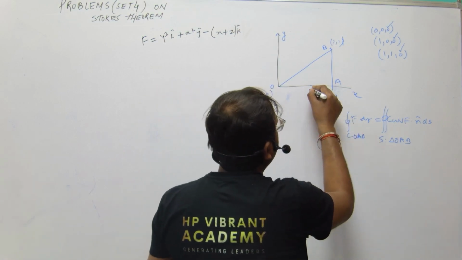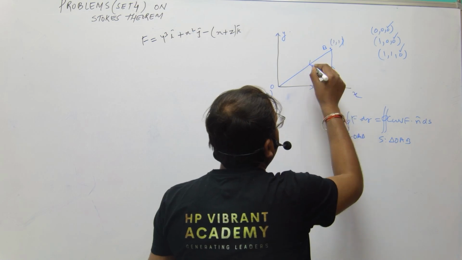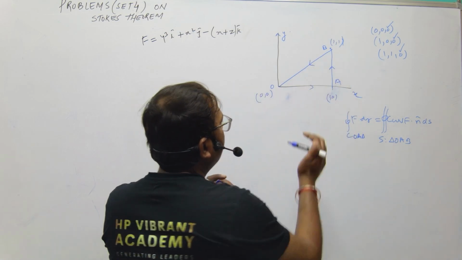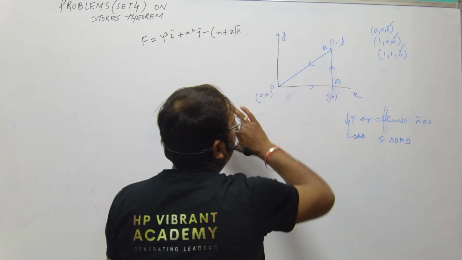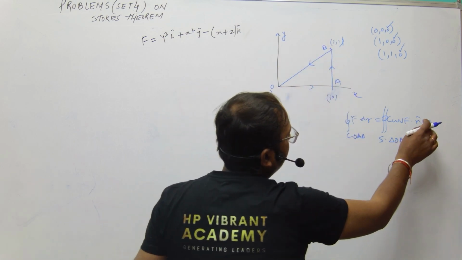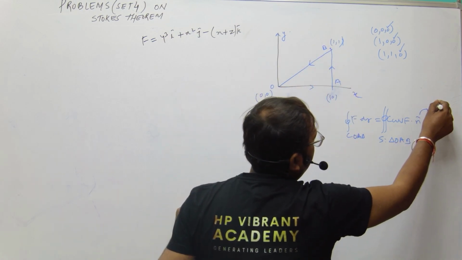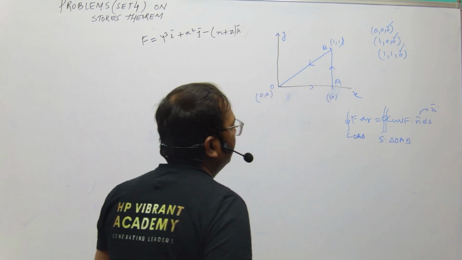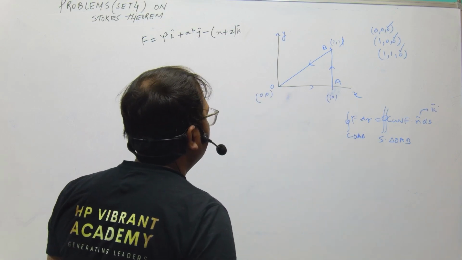This is our curve C, and n cap will be k cap because this triangle is lying in the xy plane. So the value of n cap is k cap. So let us calculate curl of f. How can we calculate curl of f?